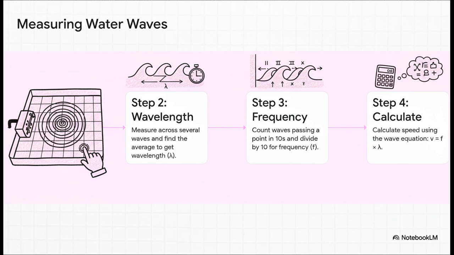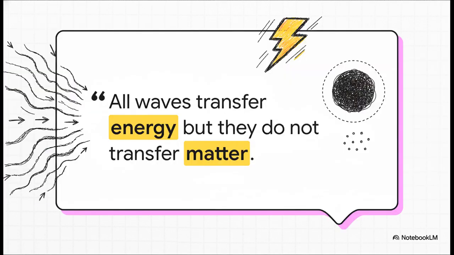So what about water waves? Well, for those, labs often use something called a ripple tank. They use a motor to make these perfect, steady waves. From there, it's pretty straightforward. They can measure the wavelength just by looking, the distance from one peak to the next. Then they can figure out the frequency by counting how many waves pass a certain point in, say, 10 seconds. And once you have frequency and wavelength, you just plug them right into our big wave equation to find the speed.